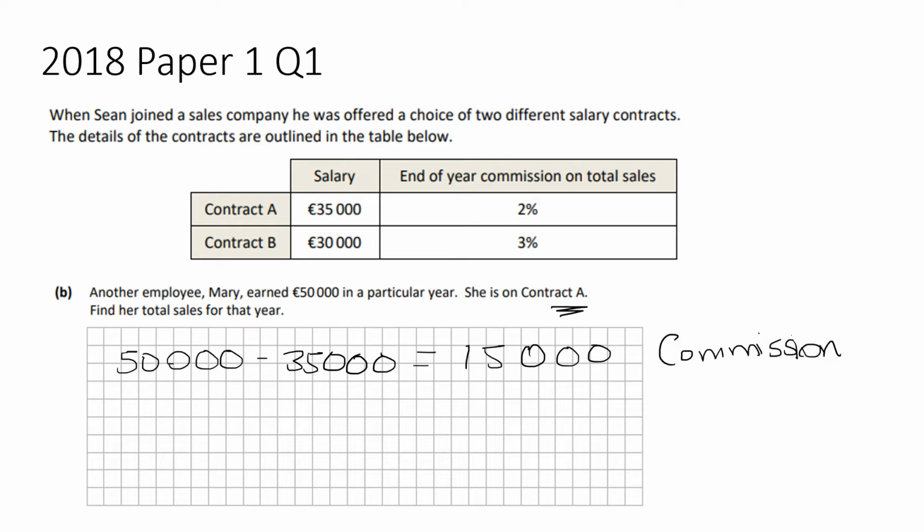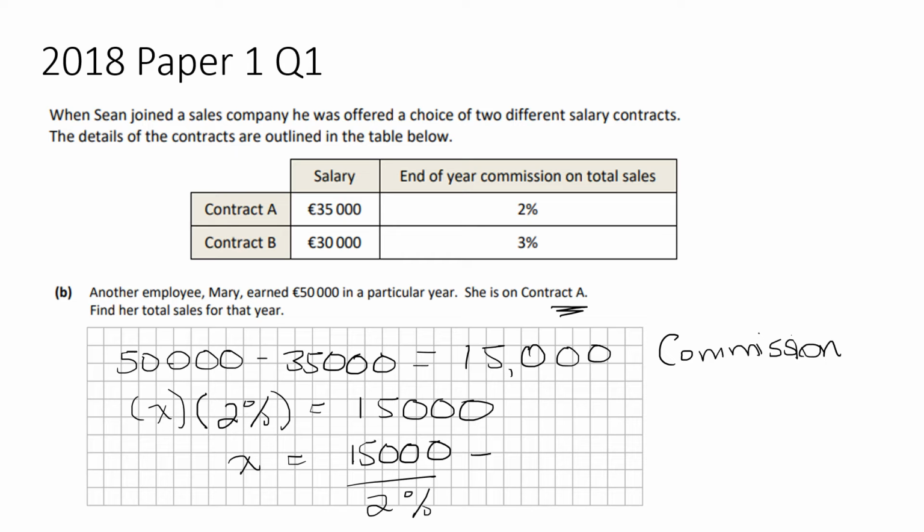So what we're trying to figure out here is how much did she sell, so I'm going to call it X, and then multiplied by 2% because she's on contract A. So how much did they multiply by 2% to get 15,000 as a commission? So the easiest thing to do is just to divide 15,000 by 2%, and that will tell you that she sold 750,000 worth of goods. So that's her total sales. So she sold 750,000 worth of goods in order to make that 50,000. So that is 5 marks.